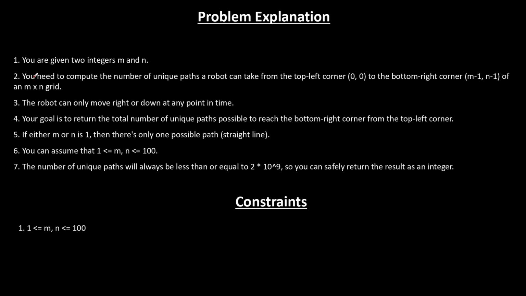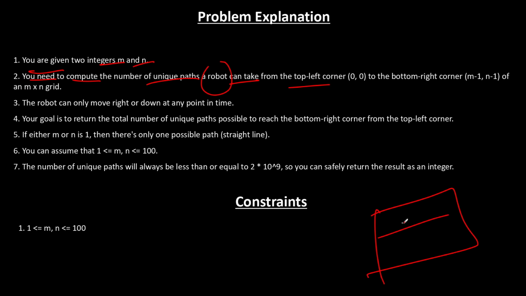So you are given two integers, m and n, and you need to compute the number of unique paths a robot can take from the top left corner. Suppose this is the given grid, m cross n. So 0 comma 0 is this part. From here to the bottom right corner, m minus 1, n minus 1, which is an m cross n grid.